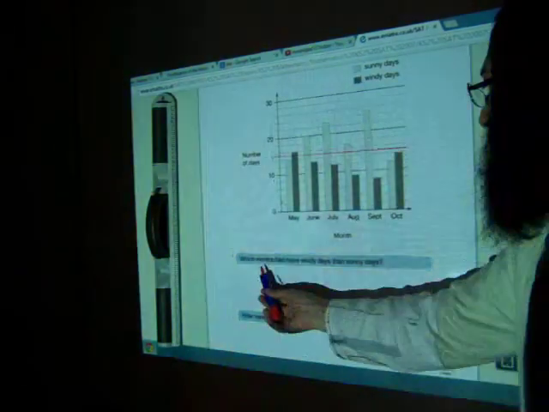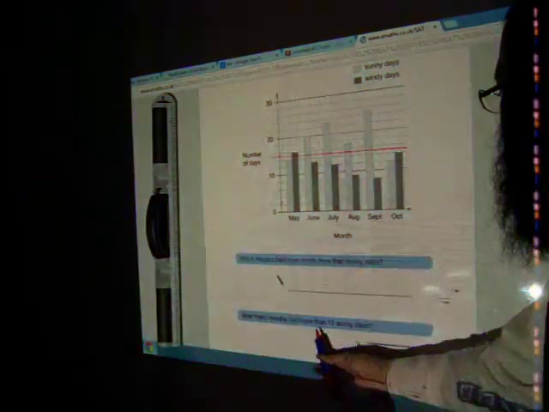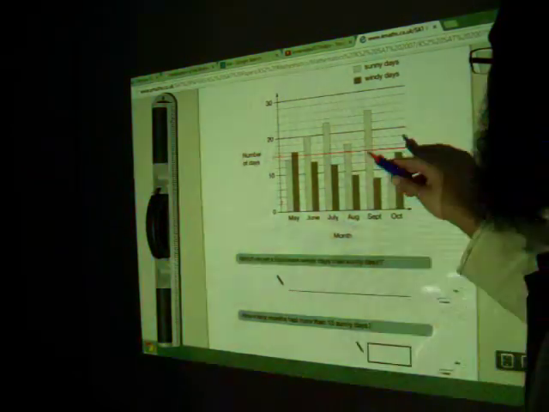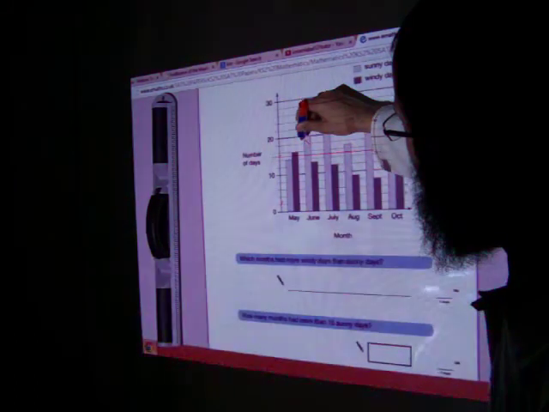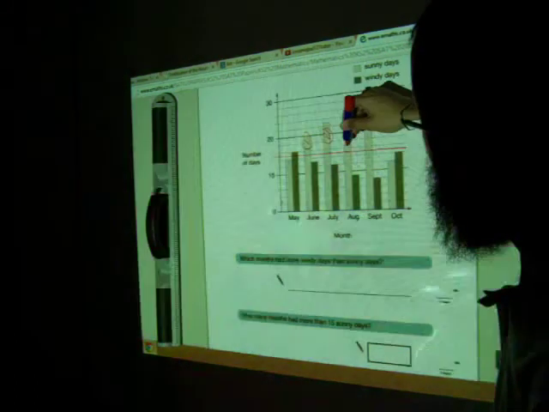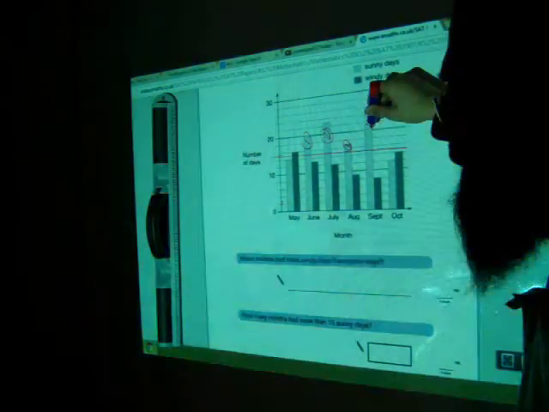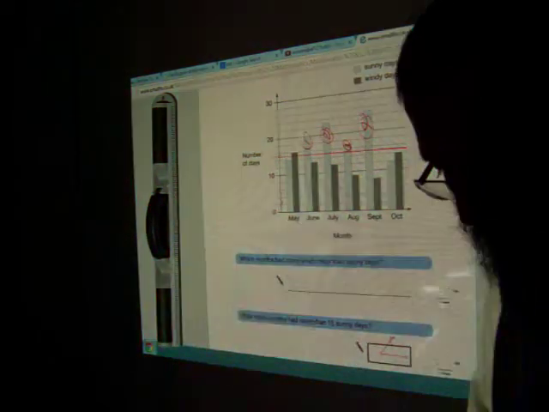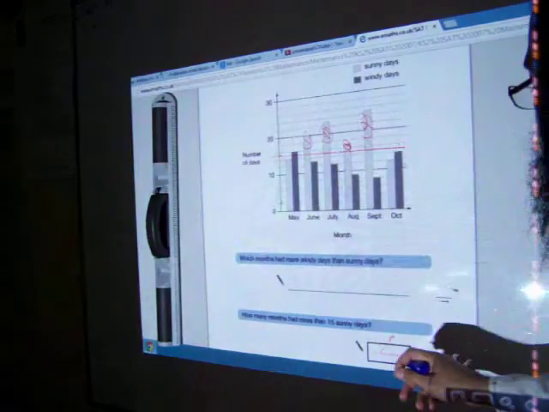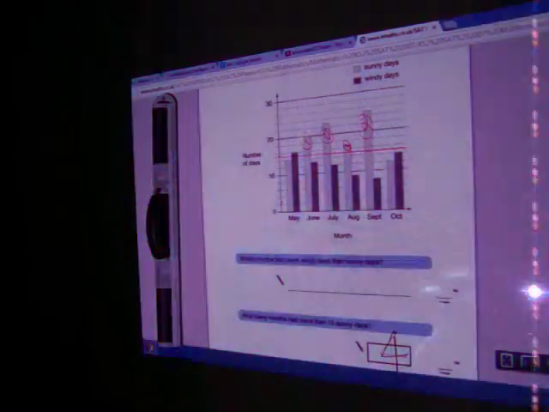Okay. So how many months had more than 15 sunny days? So we were looking for the grey one to be more. 1, 2, 3, and 4. Are you happy with that, folks? Yeah. So the bottom one is 4, and the red pen's died. 4. Is there one more question on the same thing?